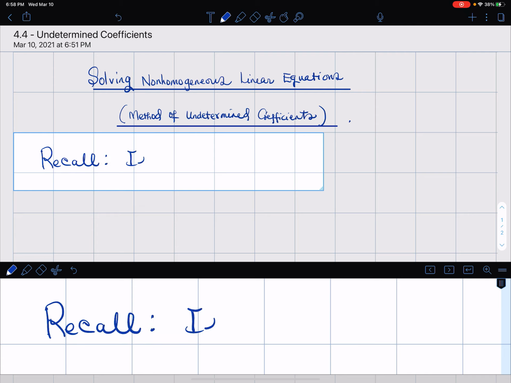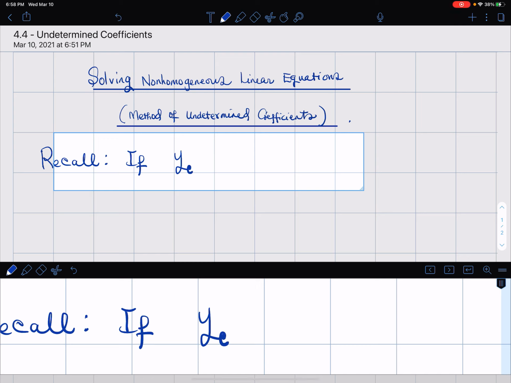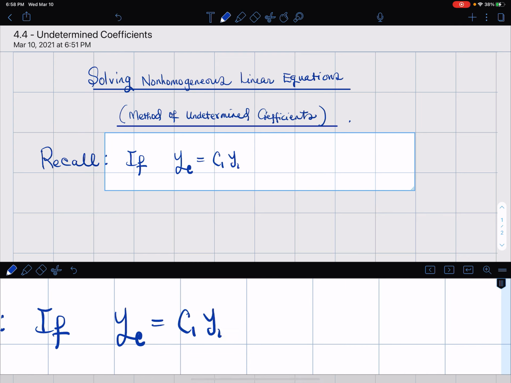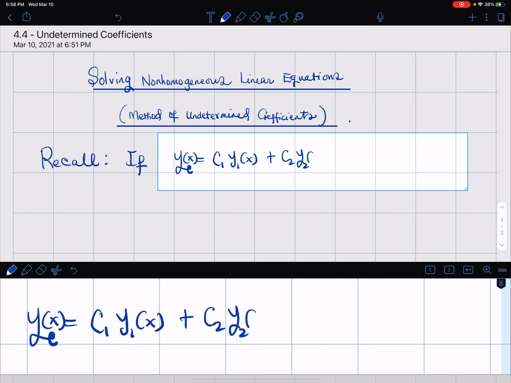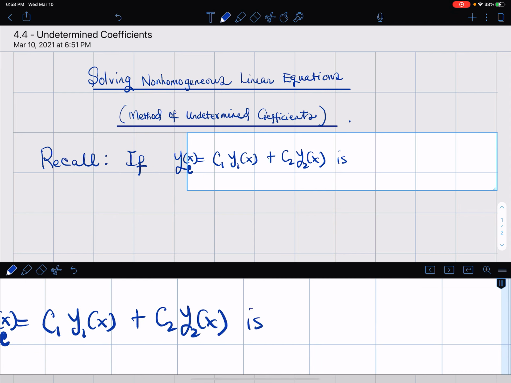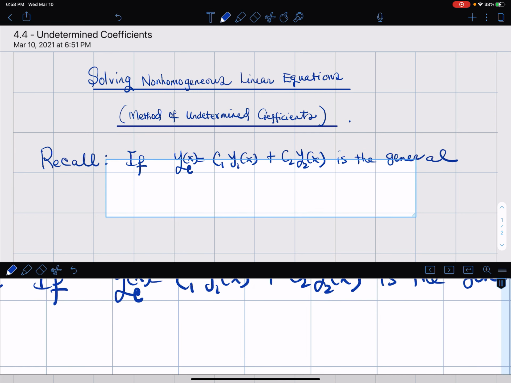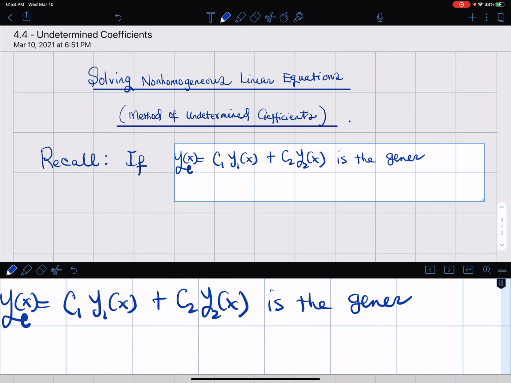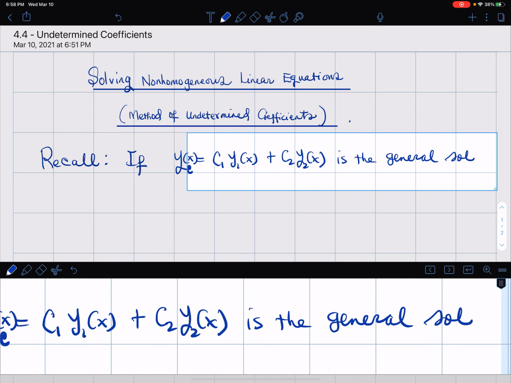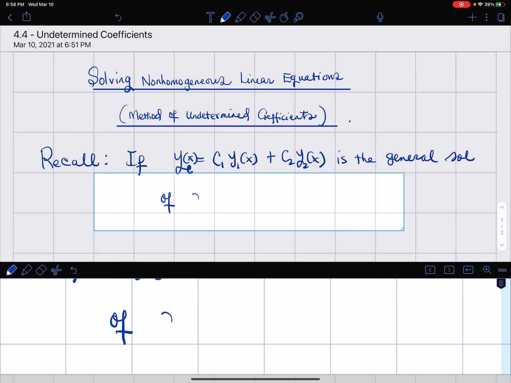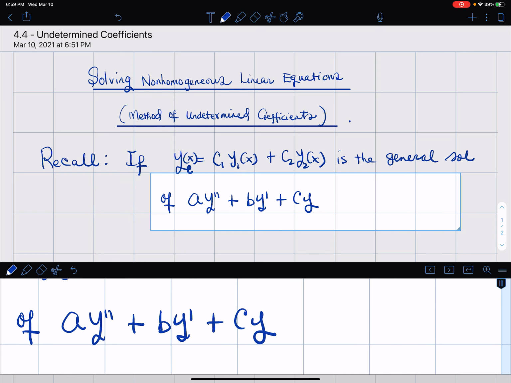First of all, let's recall that if we have a solution yc equals c1 y1 of x plus c2 y2 of x, assuming this is the general solution of, say, ay double prime plus by prime plus cy equals 0.